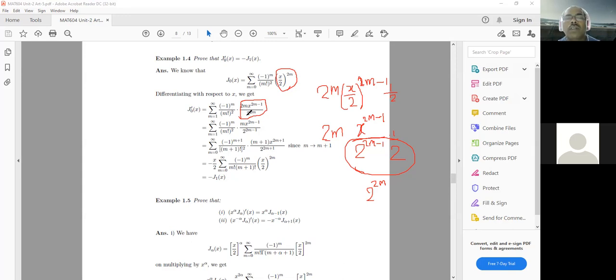Now further you can simplify this. This 2 cancels with one of the 2s in the denominator, and 2 to the power 2m becomes 2 to the power 2m minus 1. Here itself you can cancel this 2 and 2, so you will get its simplification as this.